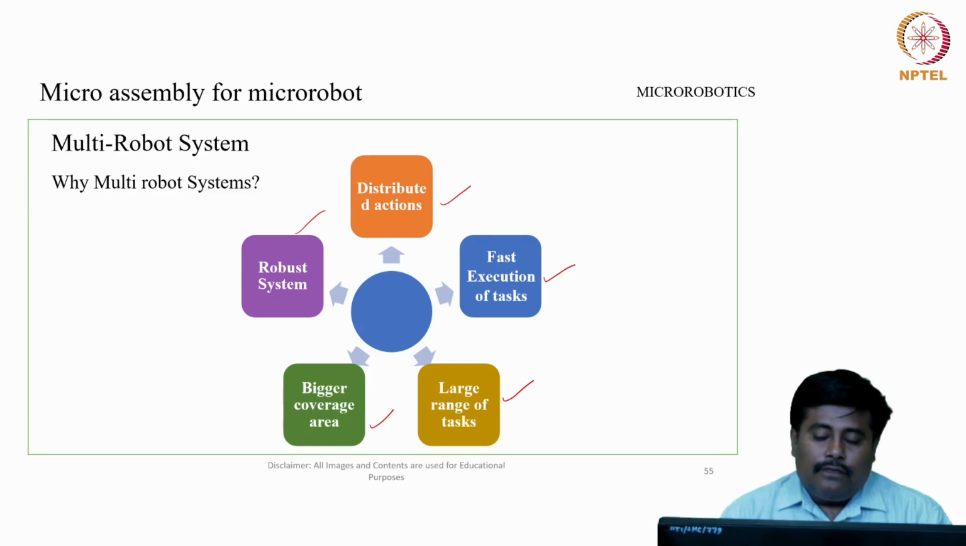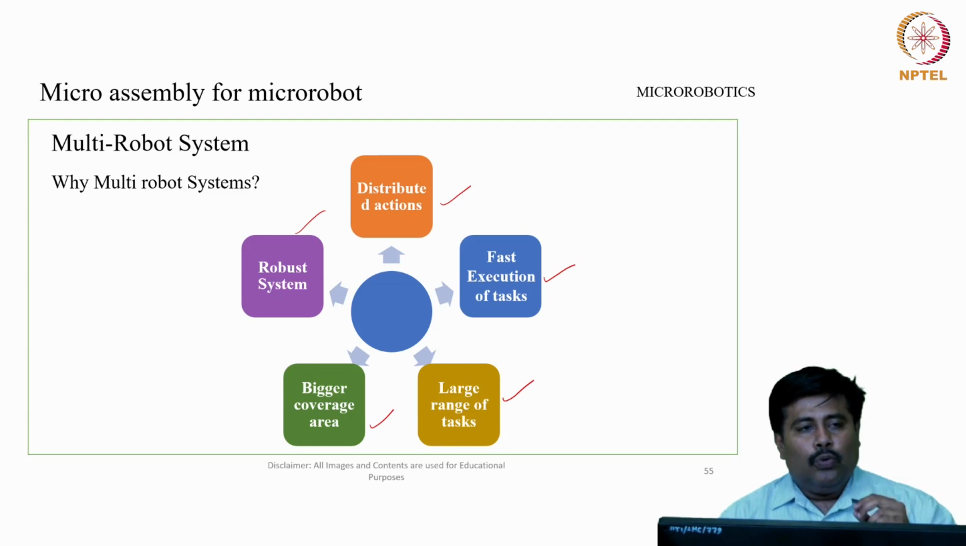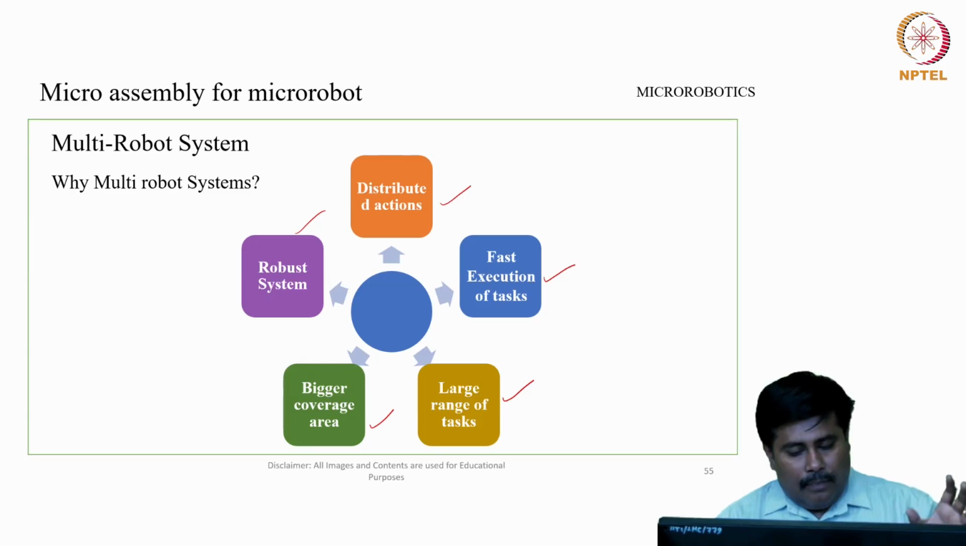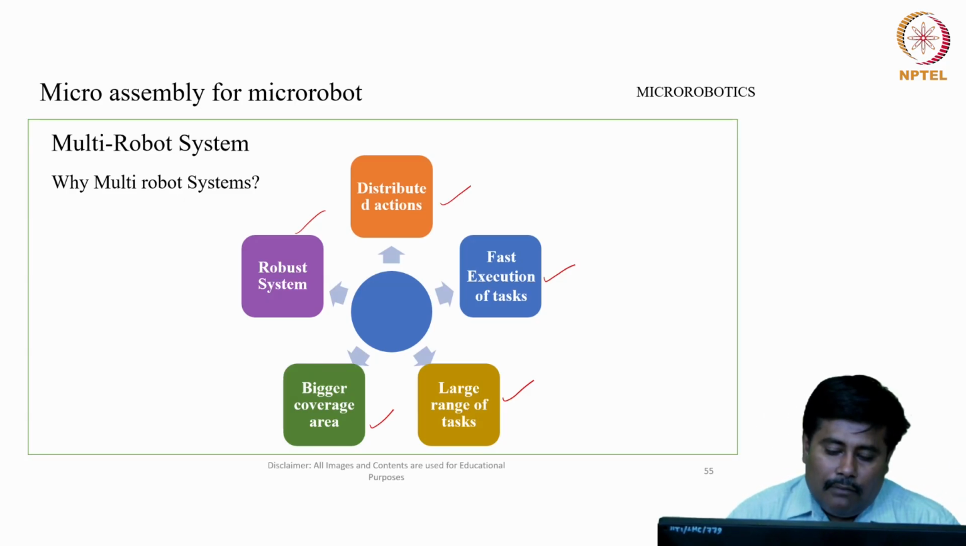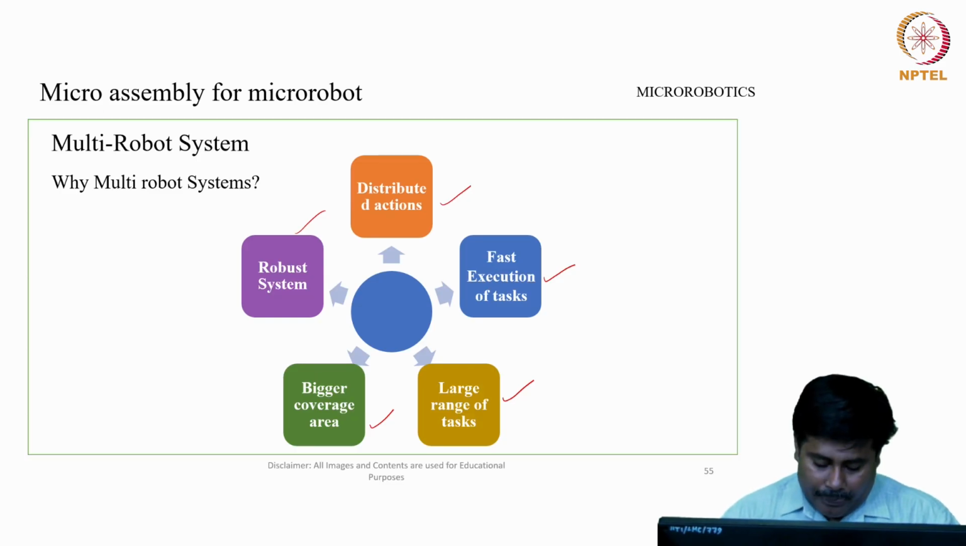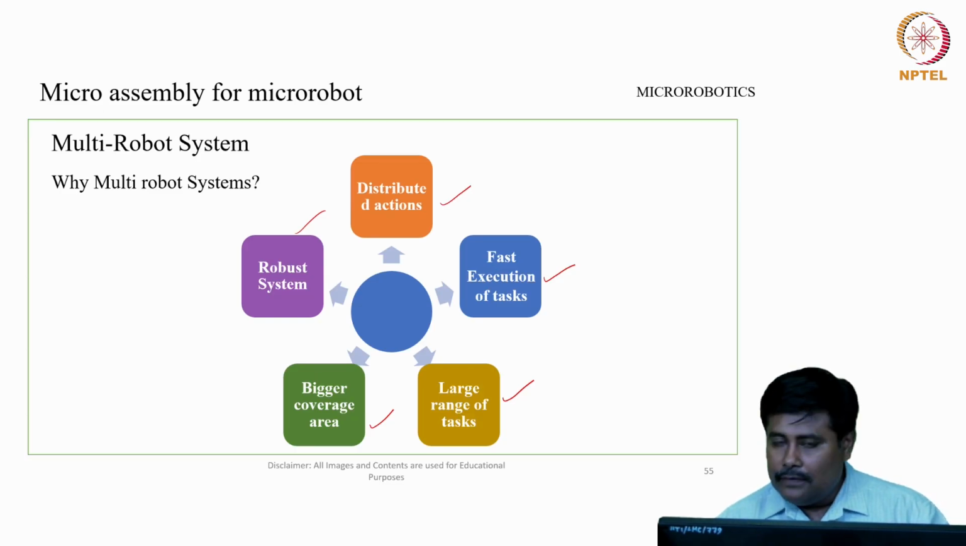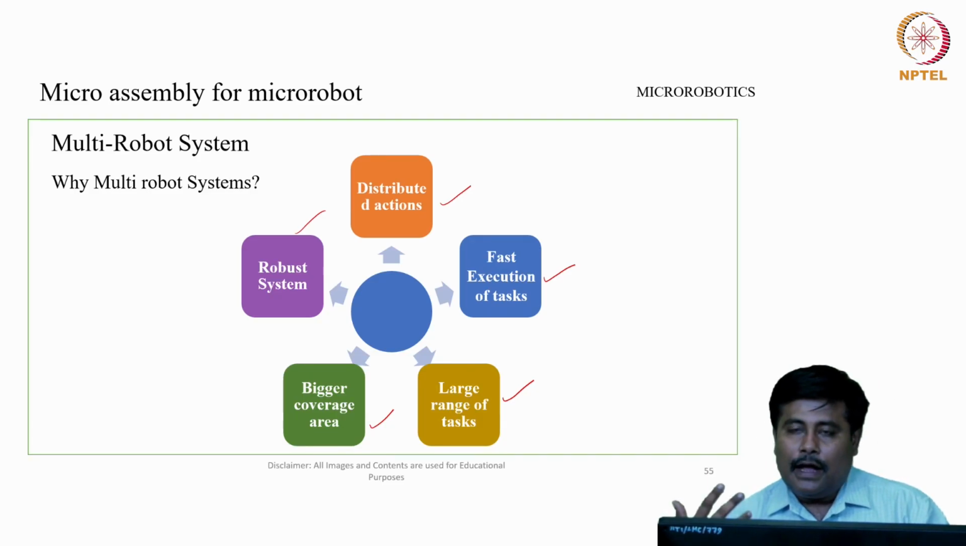Third is fast execution of tasks: it should have the capability of high processing speed, so that it can interact in a higher form. It also should have a large range of tasks, meaning it should be able to cater to different tasks, including the flow of the system, interacting with the system, talking to each other, and finally creating an environment in a bigger area.